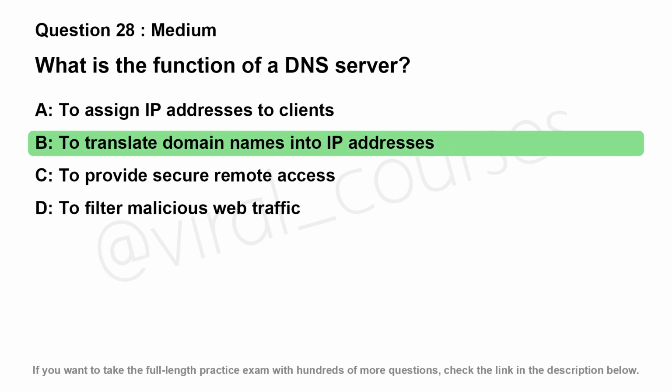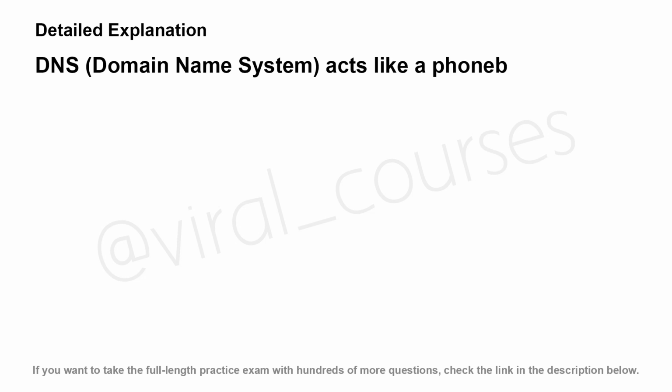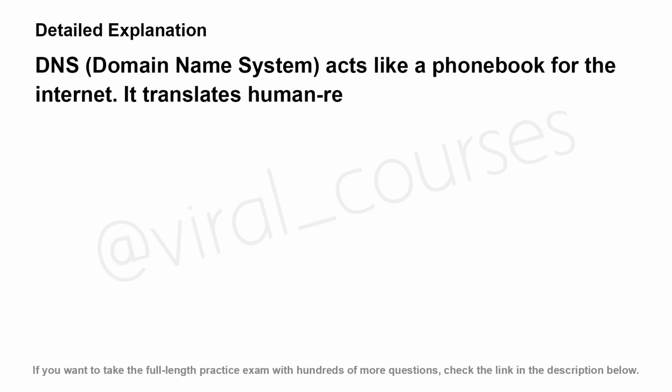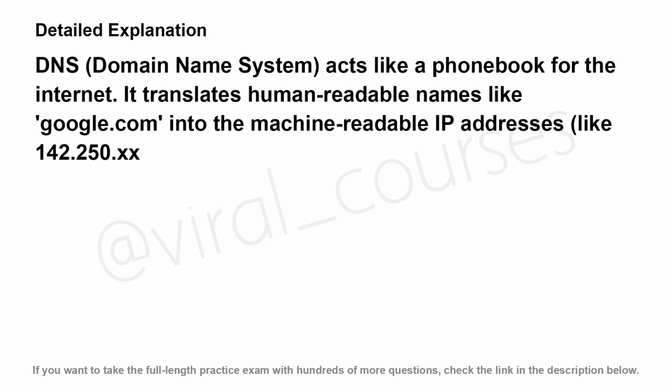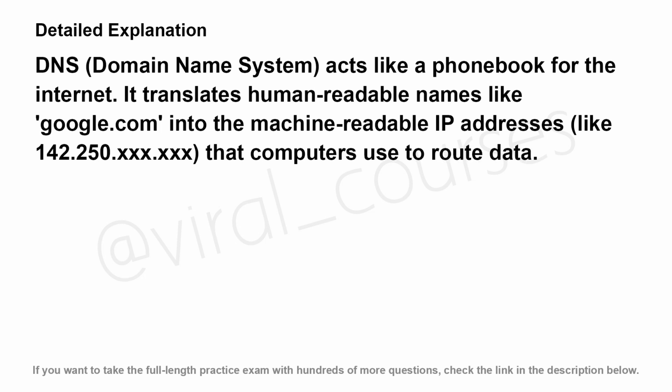The correct answer is B. DNS, domain name system, acts like a phonebook for the internet. It translates human-readable names like google.com into the machine-readable IP addresses, like 142.250.xxx.xxx, that computers use to route data.